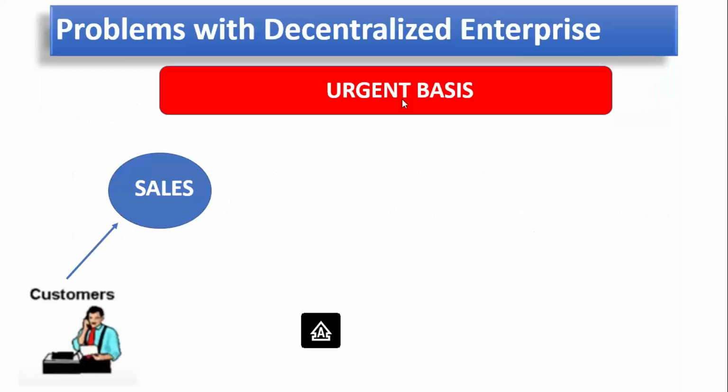So what does it mean? Let's take for example, a distributor is calling the Apple sales department. Hey, I need 1 lakh phones, 1 lakh iPhones. Can you please do it on an urgent basis, because it is Diwali, a festival in India, and we are getting a lot of orders. Then we are running with a decentralized system. What is a decentralized system? Every department has their own data. They don't have access to other data.